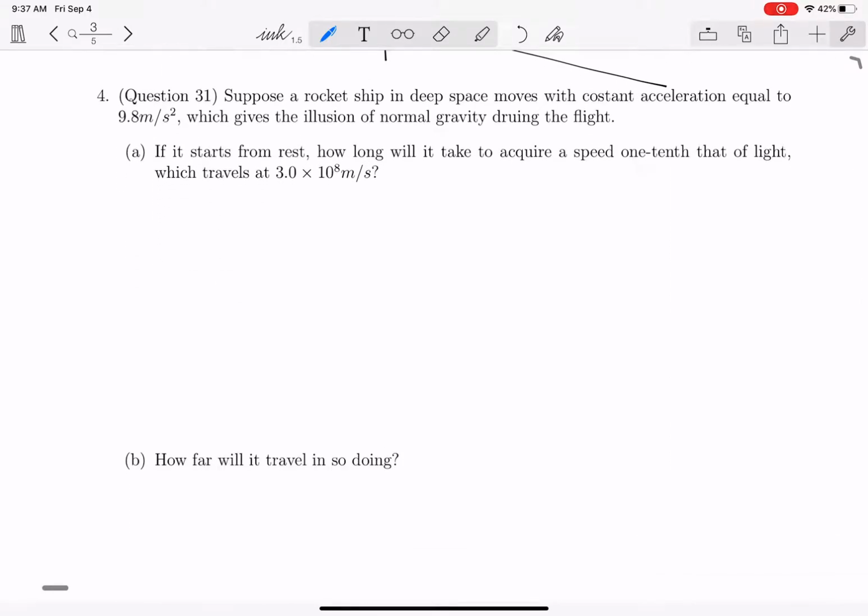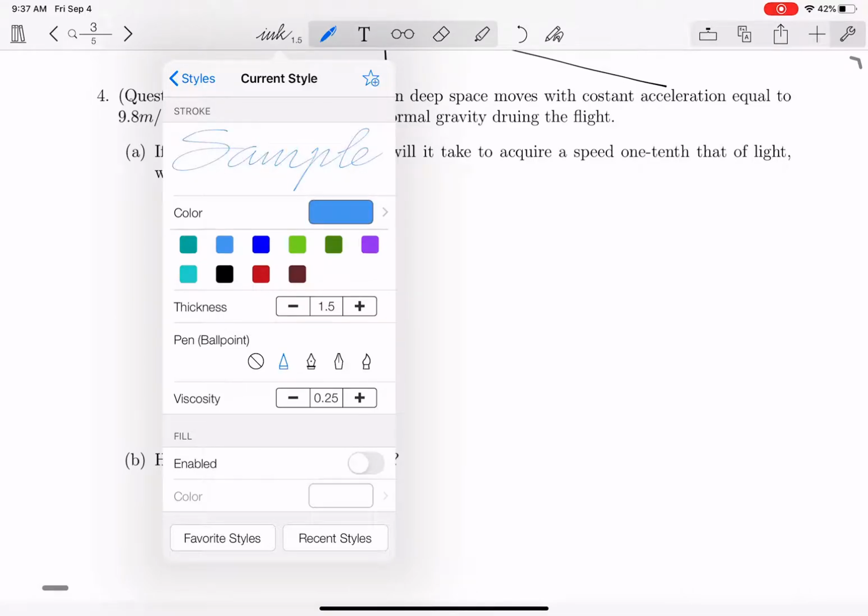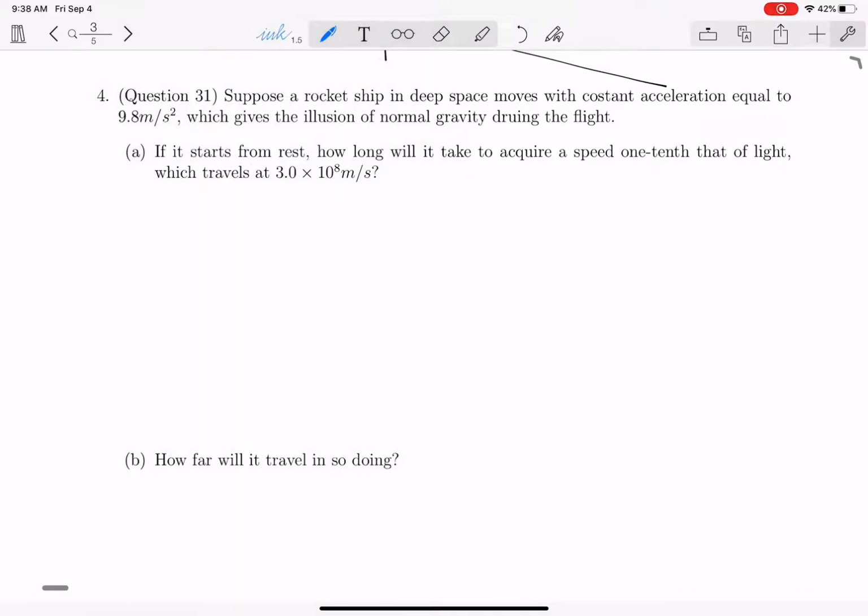This one, I have solved properly in class, so I'm not going to go in depth. Suppose a rocket ship in deep space moves with constant acceleration equal to 9.8 meters per second squared, which gives the illusion of normal gravity during the flight. If it starts from rest, how long will it take to acquire a speed 1/10 that of light, which travels at 3.0 times 10 to the power 8 meters per second?